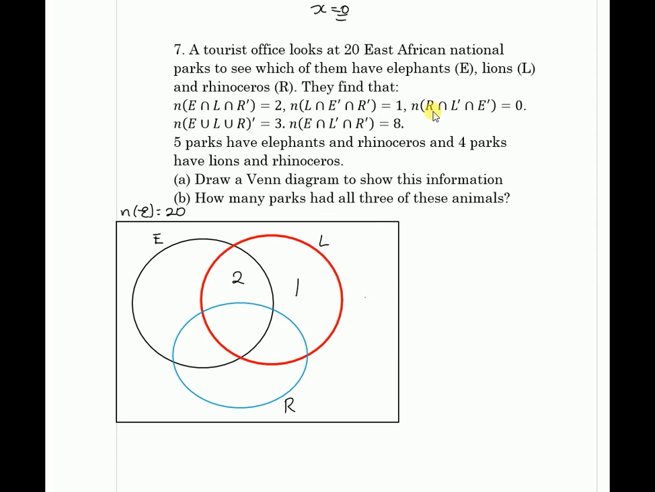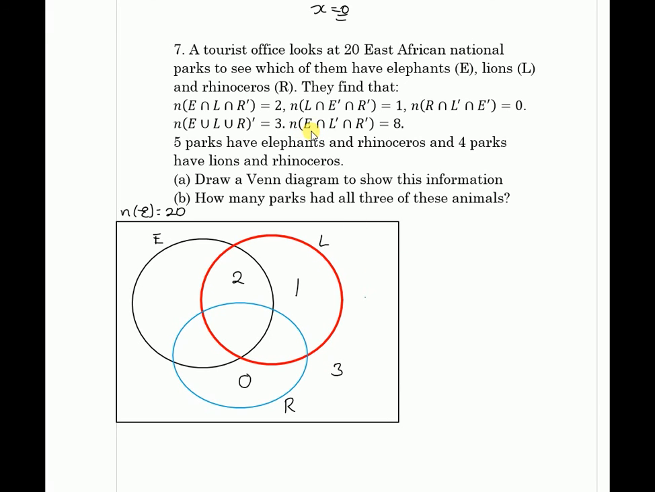Then this one is only in R. So R only is also 0. R only, that's how we write it symbolically: outside, a complement of L, complement of E, just R. Then this one is E union L union R complement. That one is outside. That's why we have the 3.